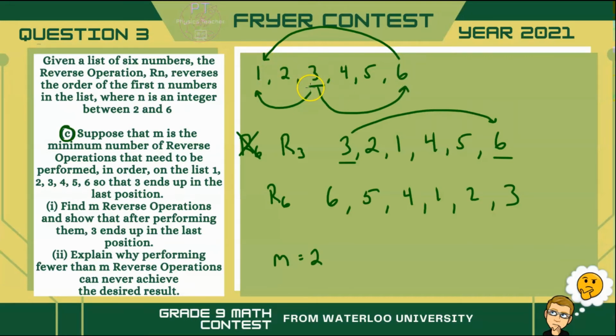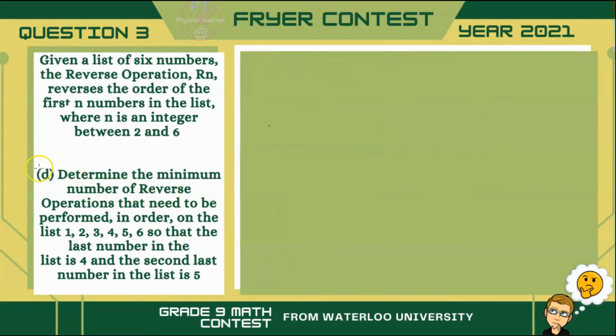Alright, so we move on to our last question, part D, where it says determine the minimum number of reverse operations that need to be performed on 1, 2, 3, 4, 5, and 6, so that the last digit is a 4, and the second last digit is a 5. We don't care about the other digits.